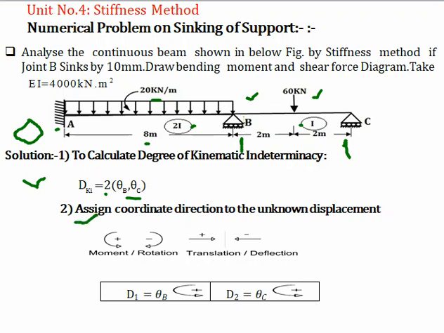So in the second step we have to assign the coordinate direction to the unknown displacement. So let us assign the coordinate direction. These are nothing but the rotations theta B and theta C. Let us assume these are in anticlockwise direction, and for anticlockwise the sign convention is positive. Let us call d1 equal to theta B, and d2 equal to theta C, and we are going to treat anticlockwise as positive.